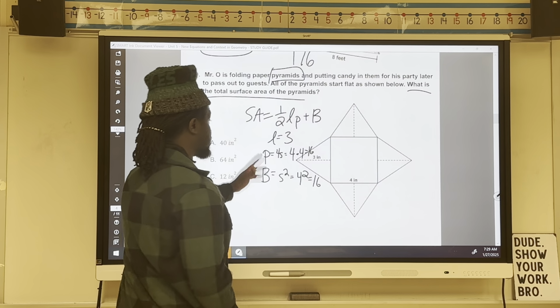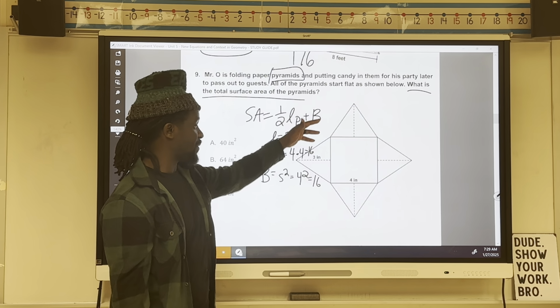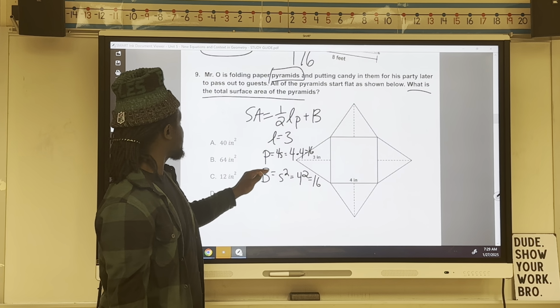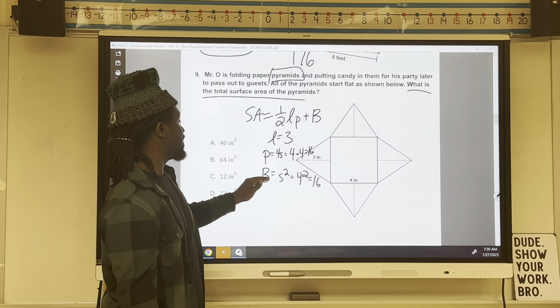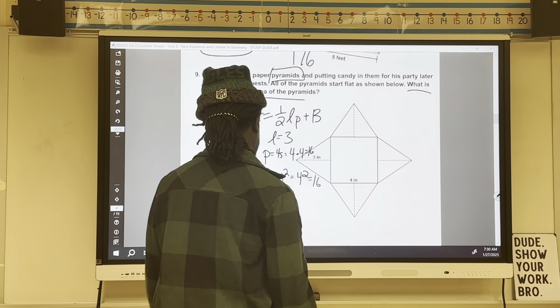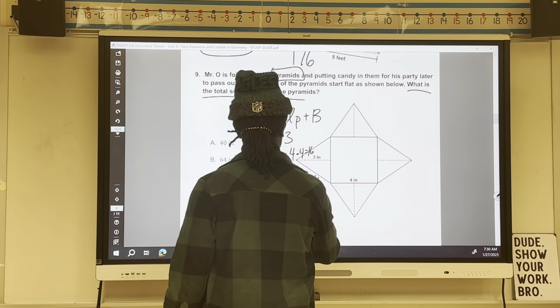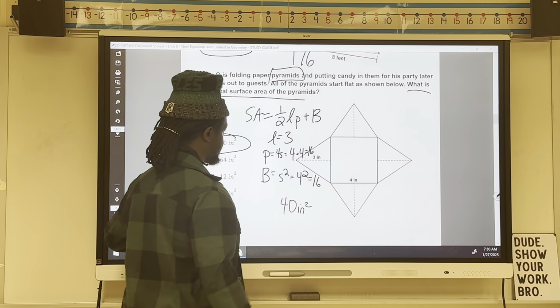Okay, so then I just plug those in. 1/2 LP plus B, big B. L equals 3, P equals 16, big B also equals 16. When I plug all of that in, it's going to give me 40 inches squared. So the answer is A there.